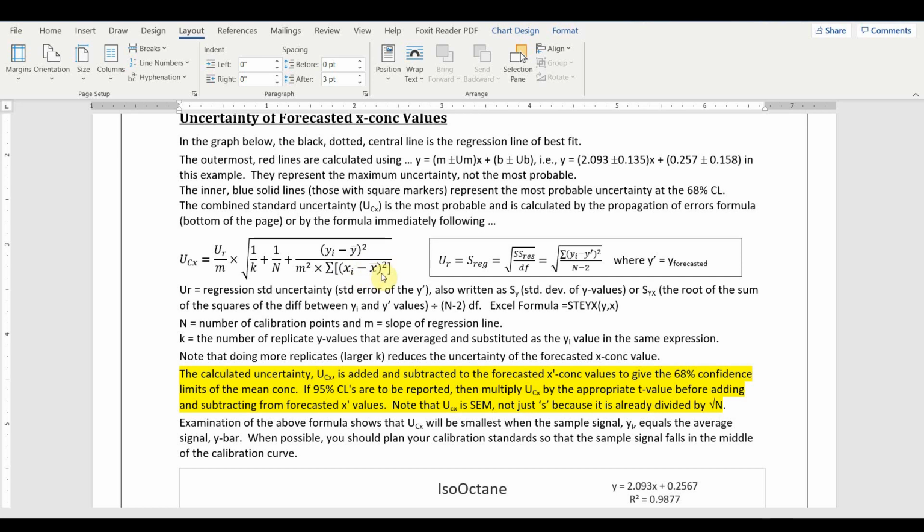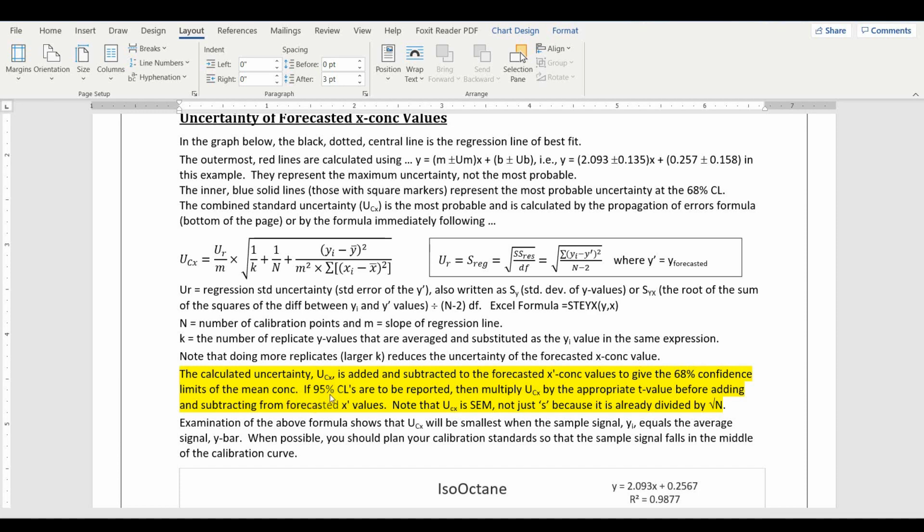Looks a bit foreboding. Some of this is simpler than it might look. Just a reminder here, U sub R is the standard error of the regression. So either of the two calculations just shown will give us the standard uncertainty of the forecasted value of the concentration. And that would be added or subtracted to the forecasted X concentration values to give us the 68% confidence limit of the mean concentration.